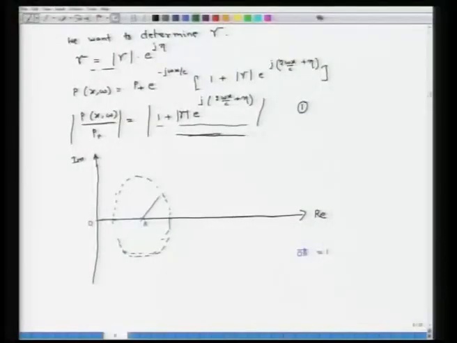and I draw another vector B, where vector AB equals gamma. So the radius of this circle is the absolute value of gamma, times e to the power of j (2 omega x over c plus eta). So, this angle theta, theta equals 2 omega x over c plus eta.